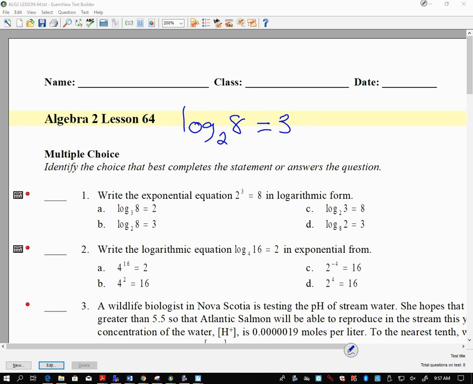Okay, nothing too difficult there. Okay, let's look at number 2. It says log base 4 of 16 equals 2. I want to change that to exponential form. Okay, so we're going to get rid of the log.